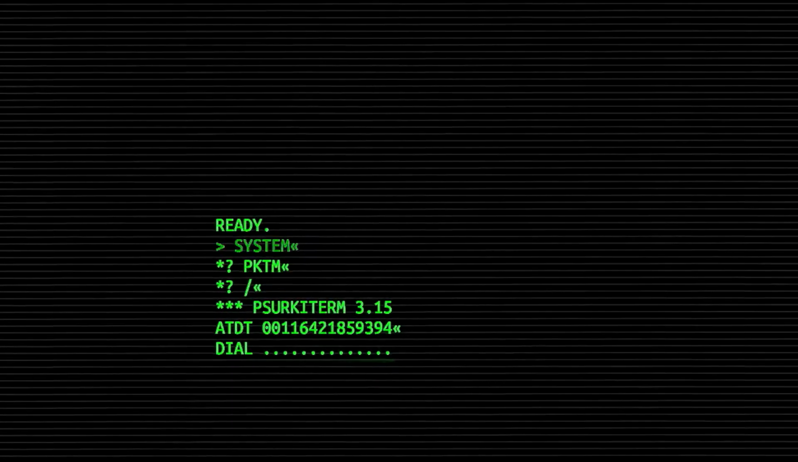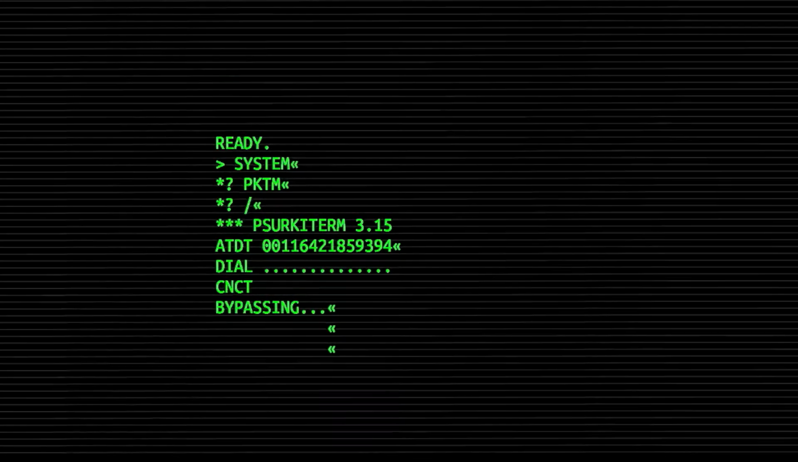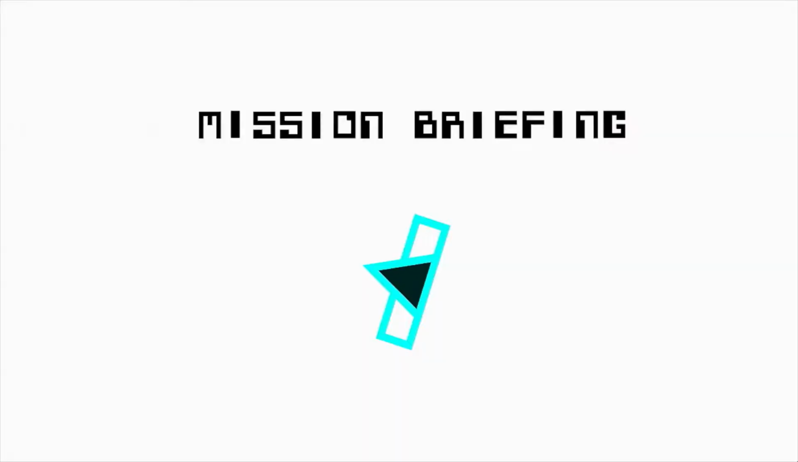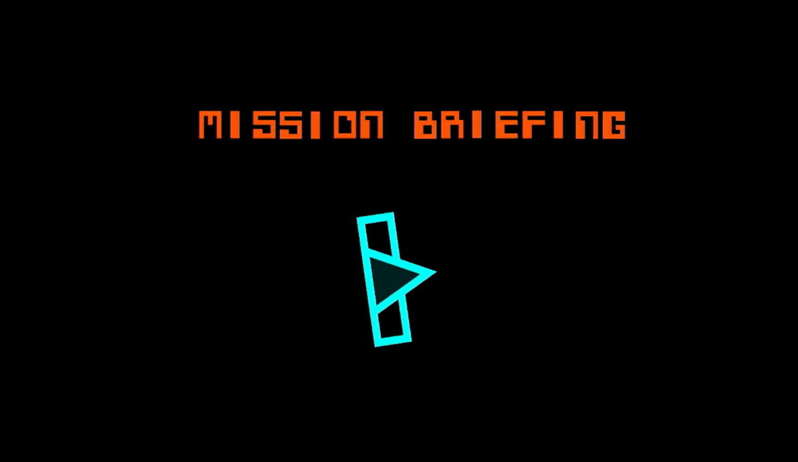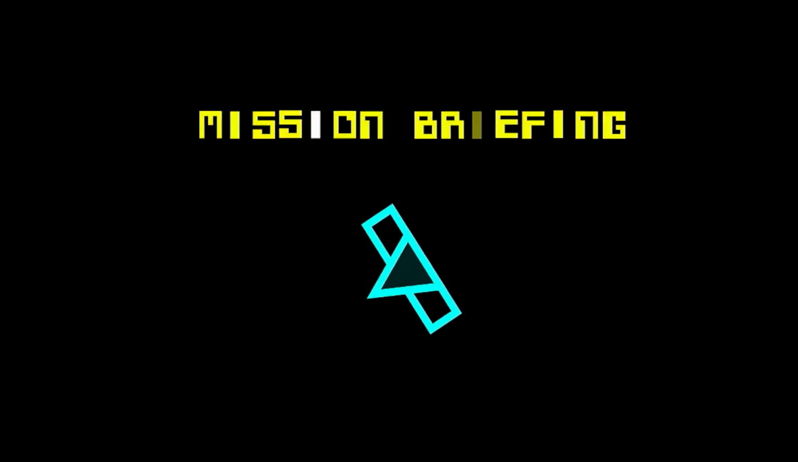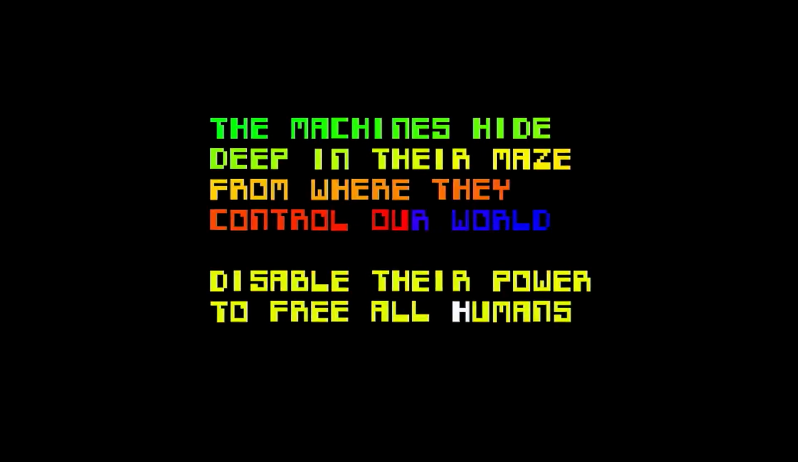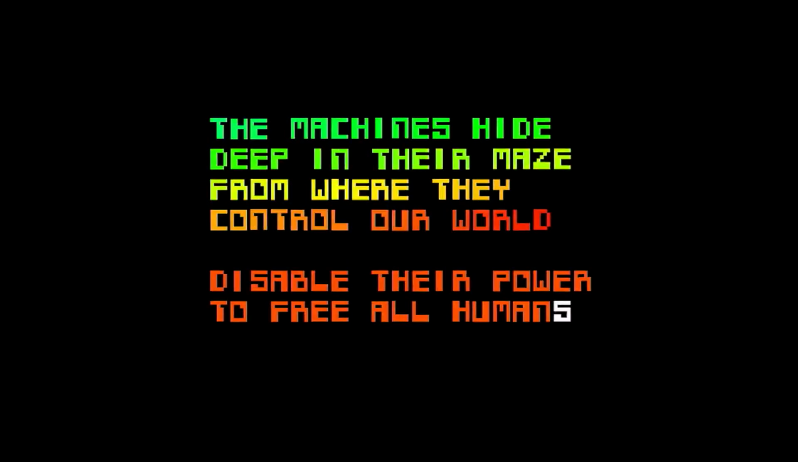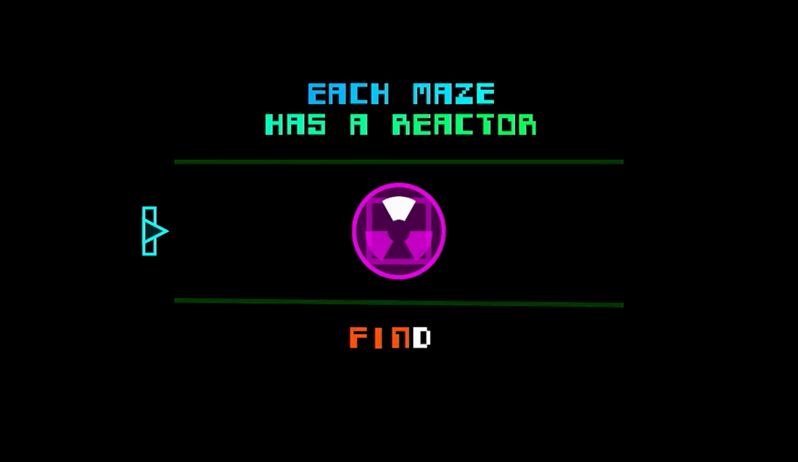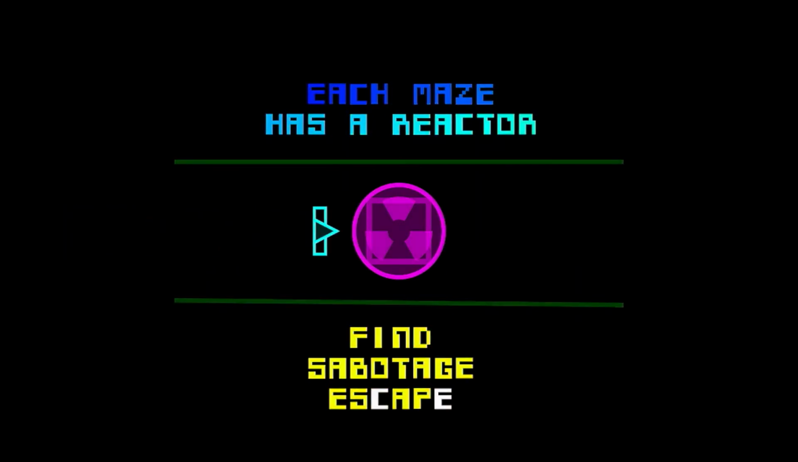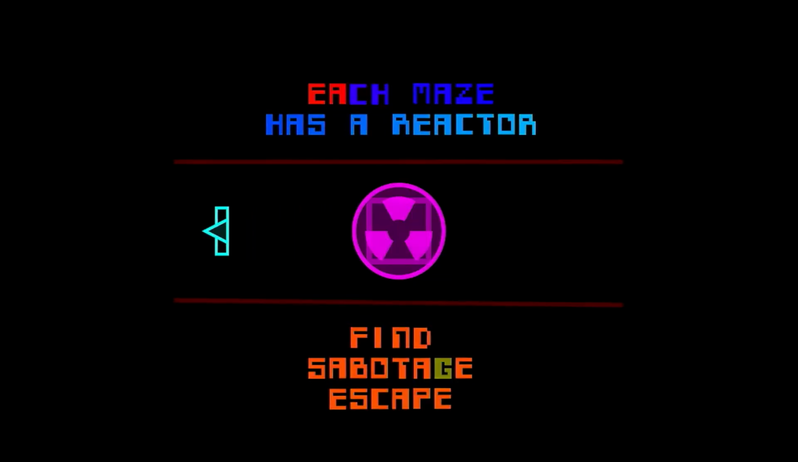Human hackers have penetrated the machine's networks and obtained some basic information on the configuration of their defenses. Before you enter the maze, we'll provide you a brief overview of what we know so far. The machines hide deep in their maze from where they control our world. Disable their power to free all humans. Each maze has a reactor. Find the reactor. Sabotage it. Escape.